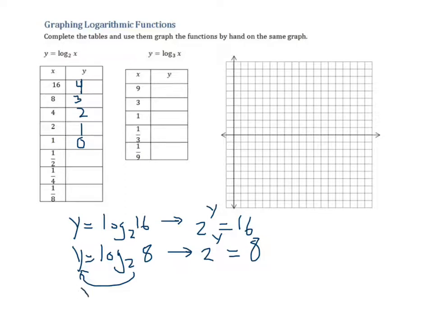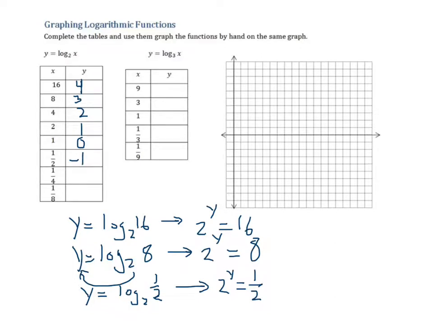Well, now we're saying y equals log base 2 of 1 half. And so that's just saying 2 to the y power equals 1 half. All right, well, what is this power? Because it's a fraction, it has to be negative. And this is 2 to the first, so this is going to be 2 to the negative first. So we have negative 1.